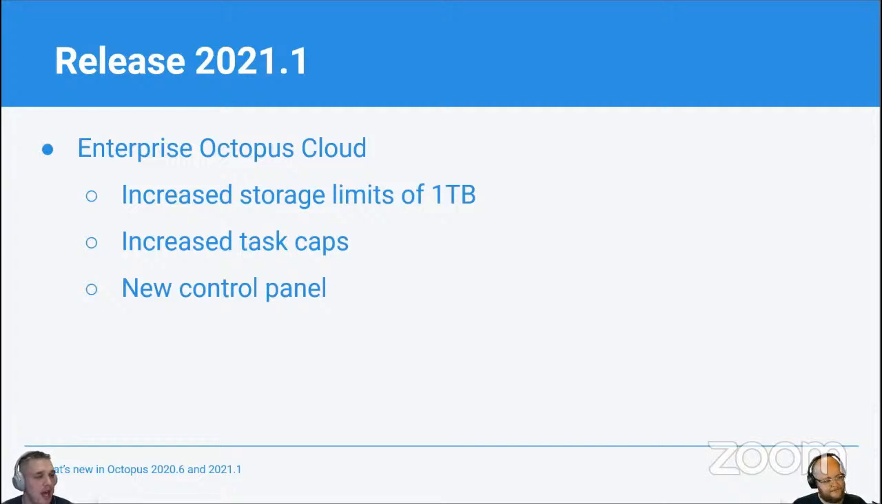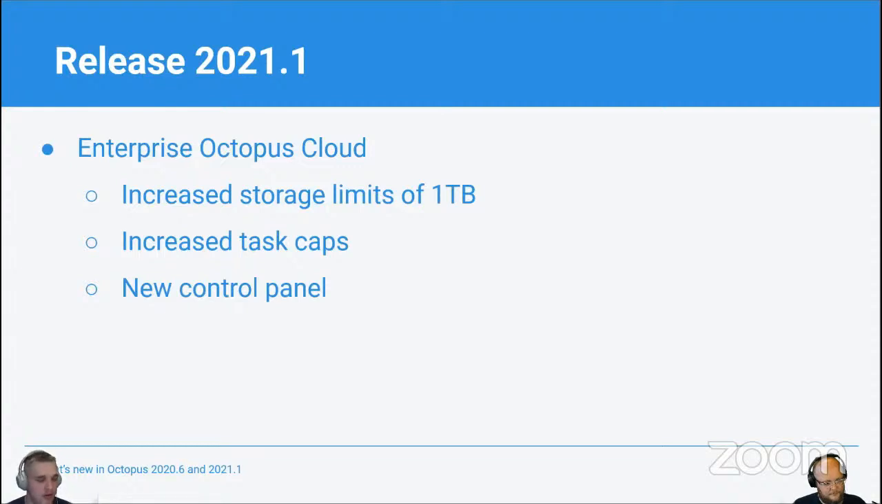Definitely. And then lastly, we're not going to cover anything in a demo, but I really want to talk about this. As part of the 2021.1 release, we've been making some huge improvements to our Octopus Cloud product. So firstly, we are increasing the storage limit up to 1 terabyte.